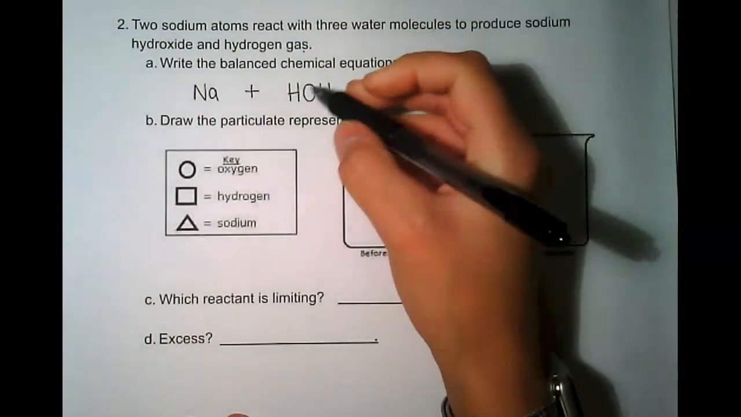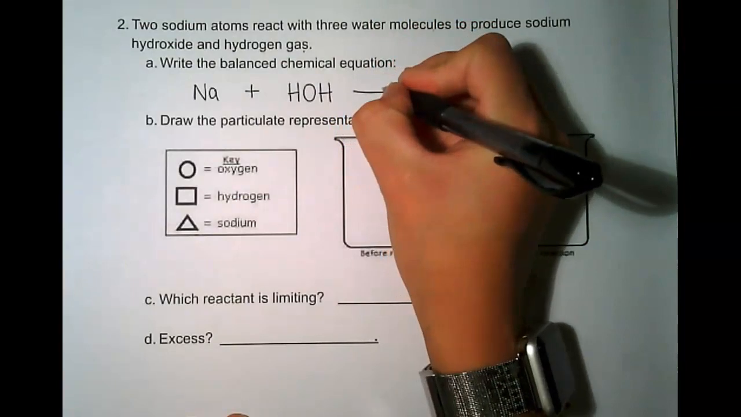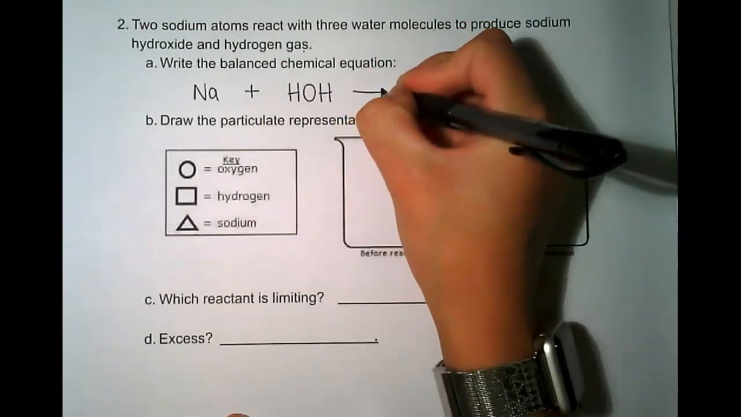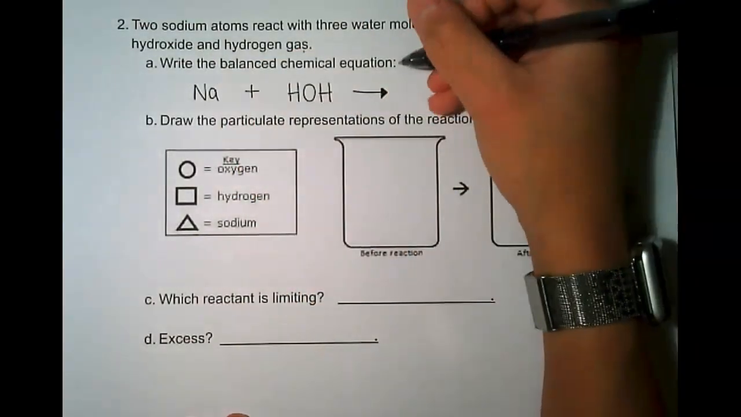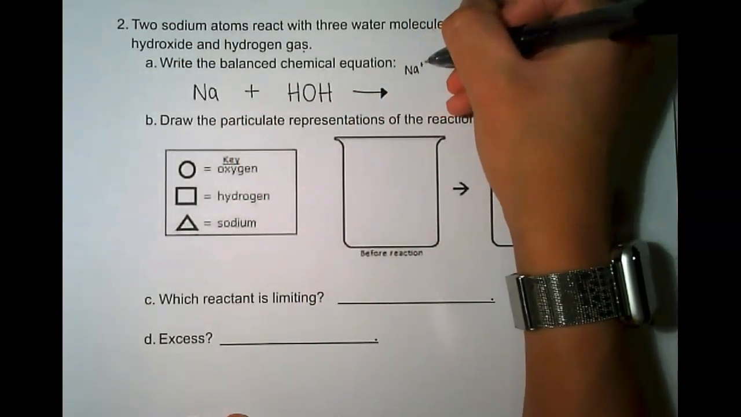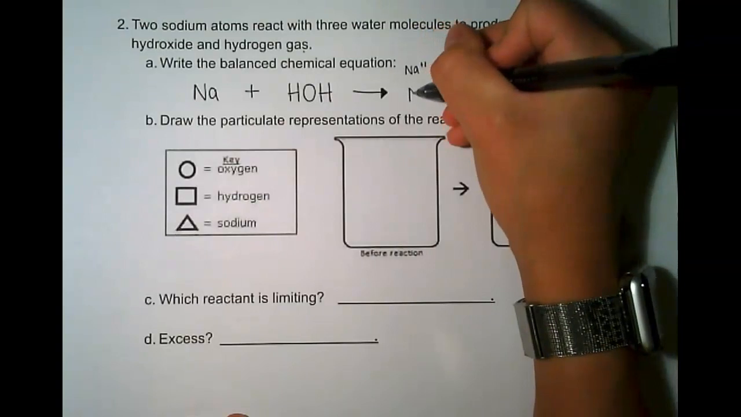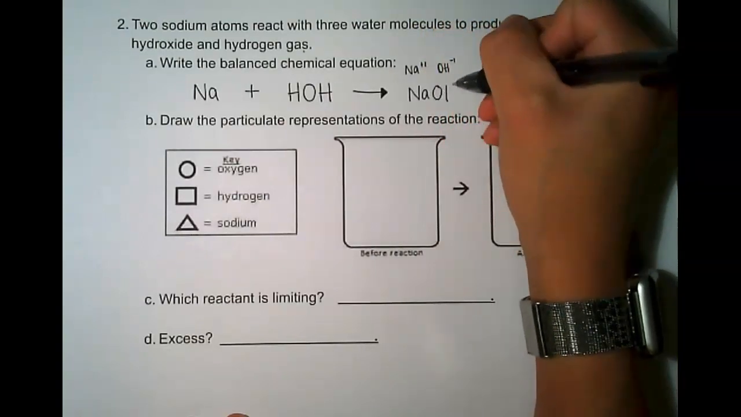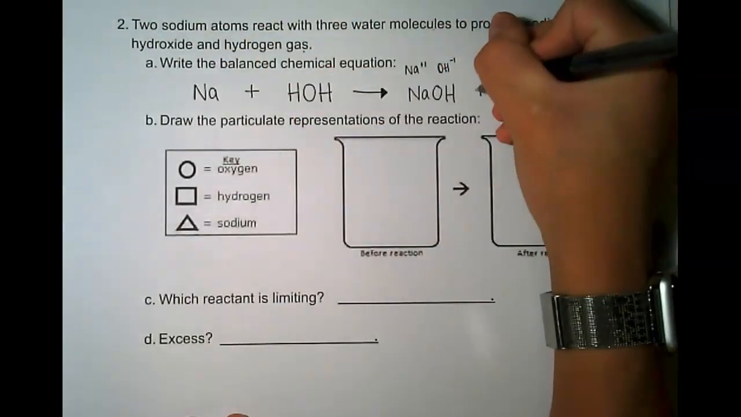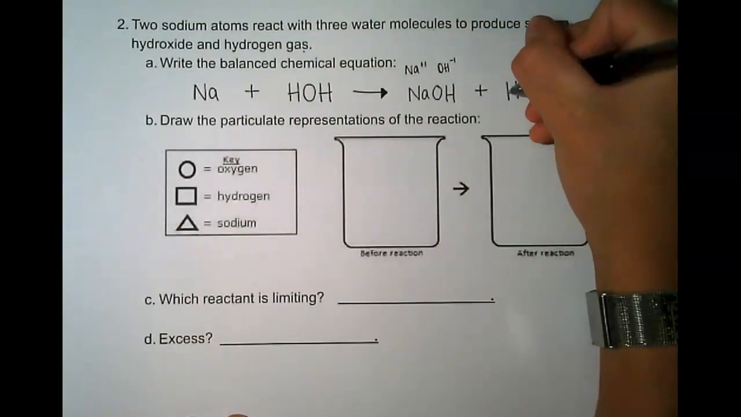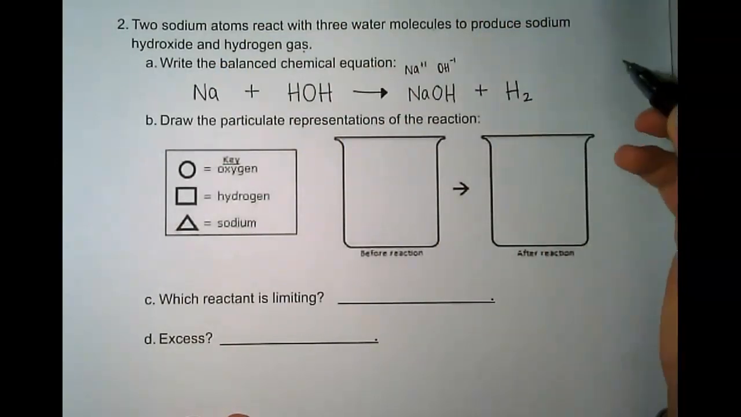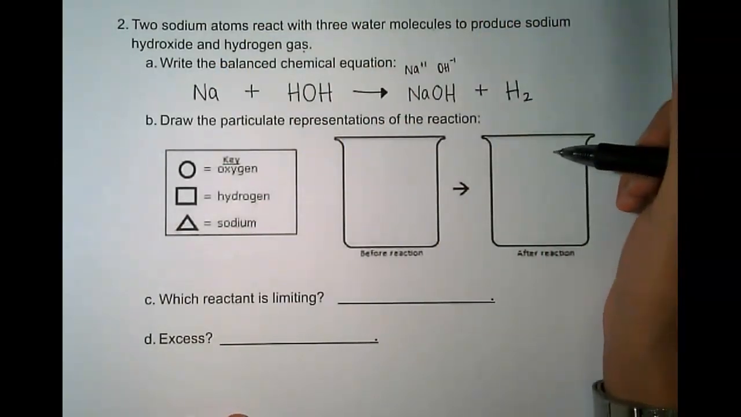So HOH, and it's producing 2 products, sodium hydroxide, so I'm going to do my crisscross, sodium plus 1 and hydroxide OH minus 1, so NaOH, and hydrogen gas, which I know hydrogen's diatomic, so it's going to be H2. So now I need to balance my chemical equation.